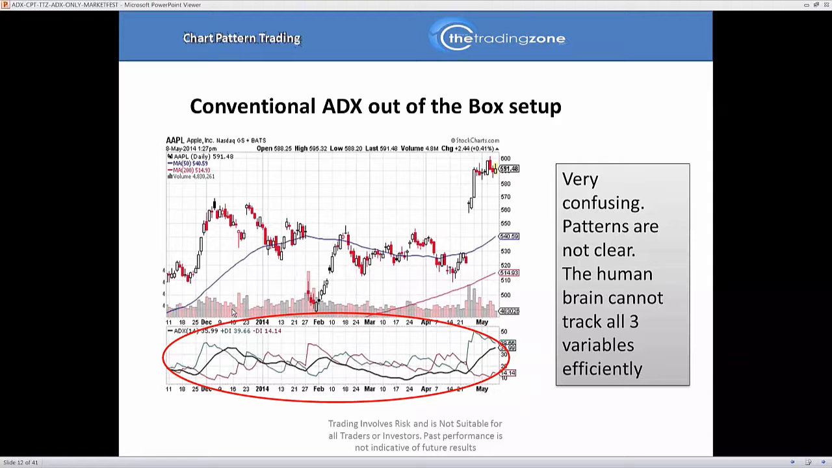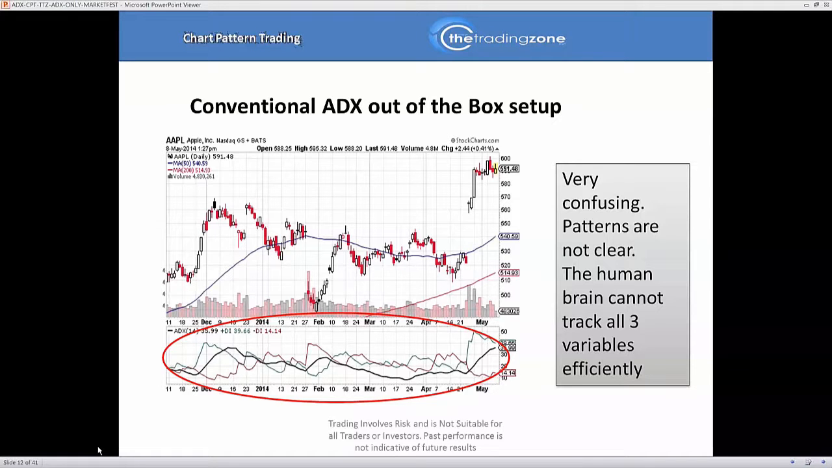Now, when you first load it out of the box, call it, right, the conventional setup, this is what it looks like. And when I was first introduced to the indicator and the patterns, I found it incredibly confusing, and I put it away.